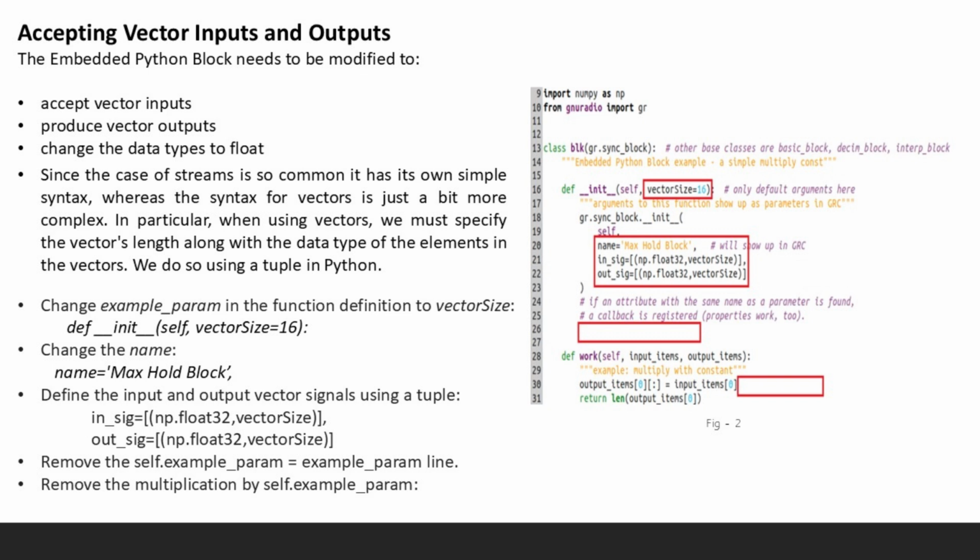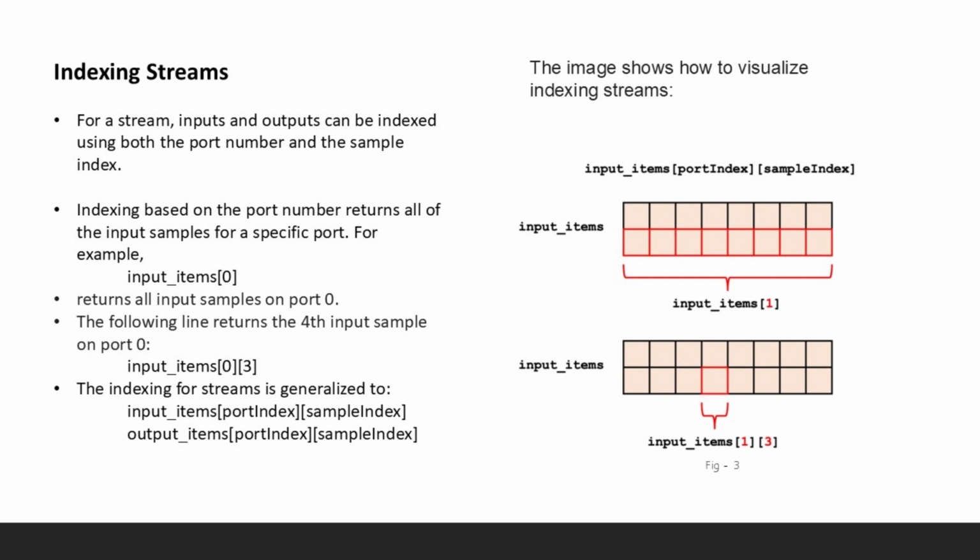Change example_param in the function definition to vector_size. def __init__(self, vector_size=16). Change the name: name equals 'max hold block'. Define the input and output vector signals using a tuple. in_sig=[(np.float32, vector_size)], out_sig=[(np.float32, vector_size)]. Remove the self.example_param = example_param line. Remove the multiplication by self.example_param.